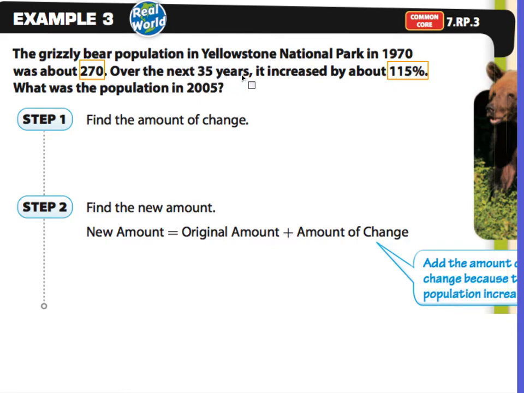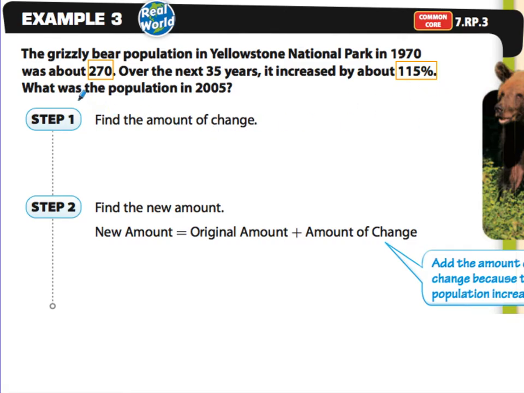Now notice 35 years means nothing to me, and neither does 1970. But the population does matter, and the fact that it grew 115% also matters. I want to know, what is the population in 2005? So I need to find the amount of change. 100% change means that this number has to have at least doubled and then some, because 100% means it got bigger by double and then another 15%. So that means it went 270 and then 15% more than that.